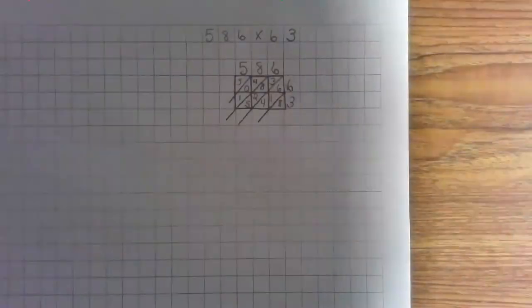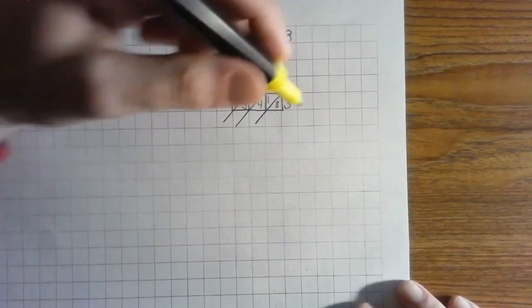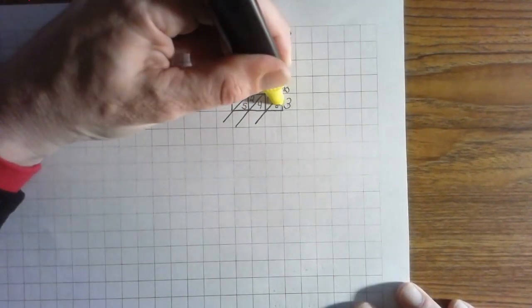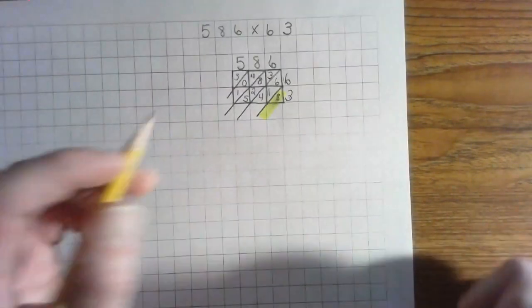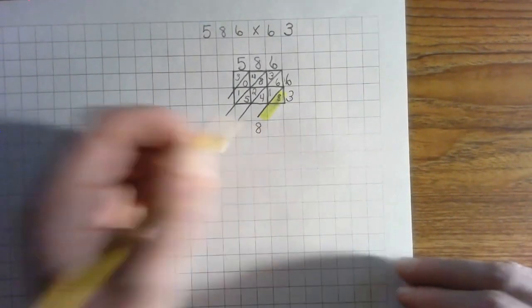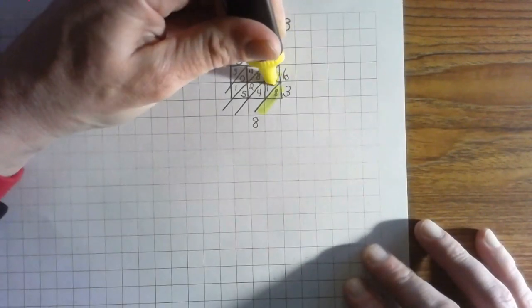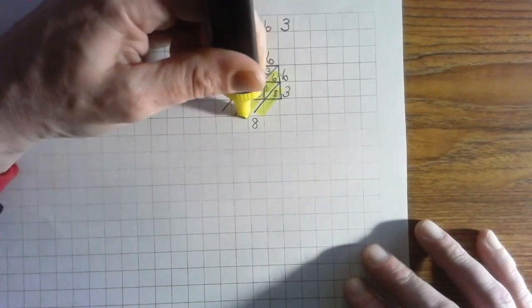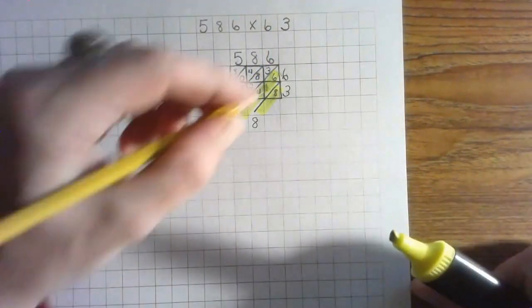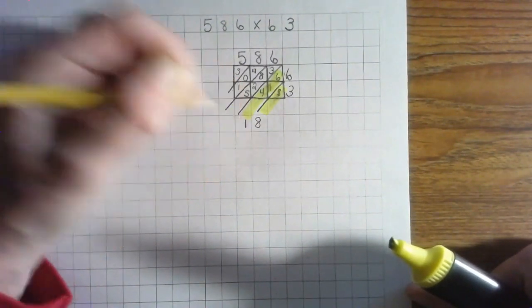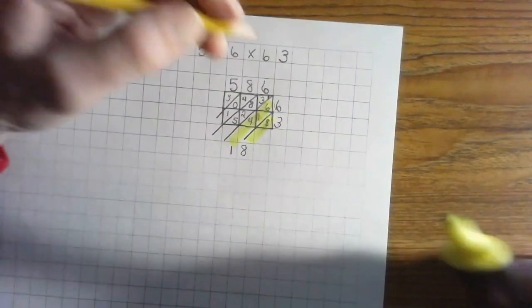Now, I am going to be adding down the slides. So the first one is right there. 8. There's nothing to add to it, so it stays 8. 6 plus 1 plus 4. That is 11. The 1 goes down, and the 1 from the tens place goes up.